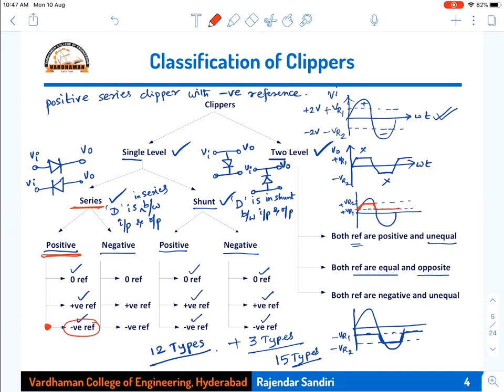So you can visualize how the waveform would be for this type of clipper. Like that, for all these 15 types of clippers, you can visualize the shape of the output waveforms. Okay. Now we will see one by one.